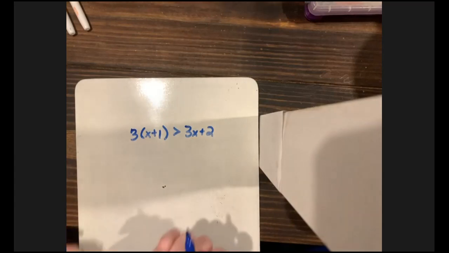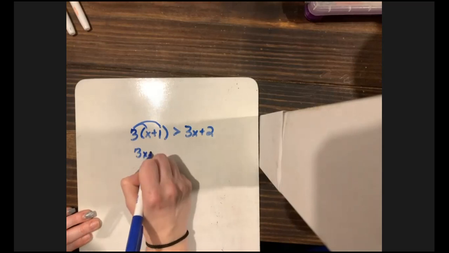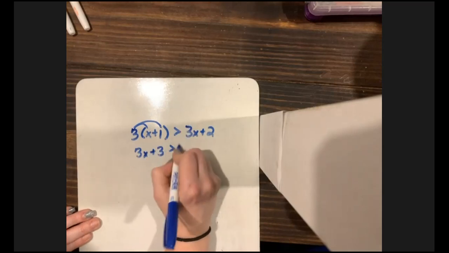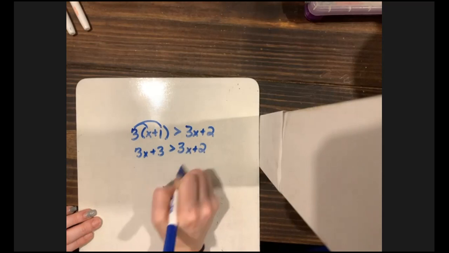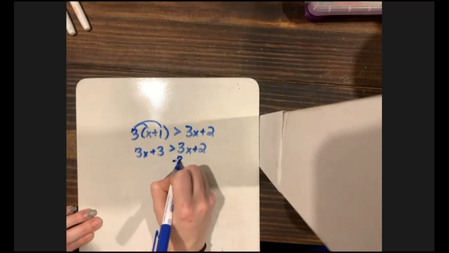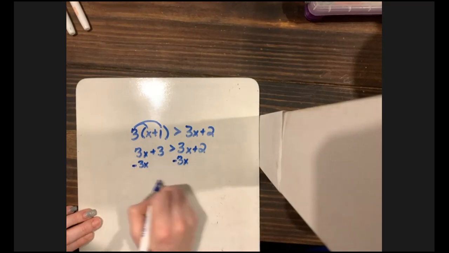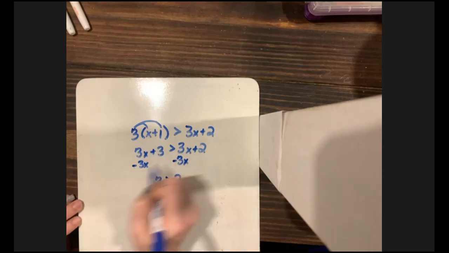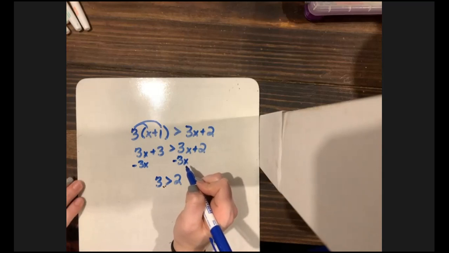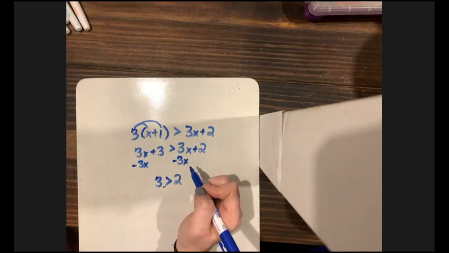Okay. So the first thing that we're going to do is distribute on this side. So now I have 3x plus 3 is greater than 3x plus 2. Now I'm going to work to get all of my x's on one side. So I'm going to take these and move them towards the left. So I'm going to subtract 3x from this side, and I'm also going to subtract 3x on this side. Now, that's going to leave me 3 is greater than 2. Since all of my variables canceled out, that is what indicates to me that I'm either going to be in a no solution or an all real numbers setup.